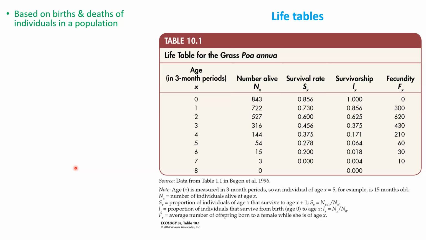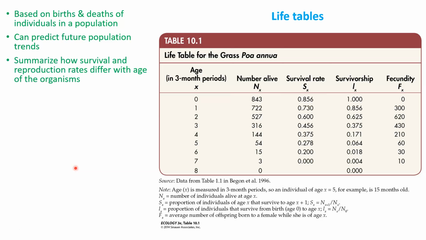So, what is a life table? Let's talk about that first. A life table reflects, or is constructed based on, births and deaths of individuals in a given population. Also, based on the life table, you can forecast future population trends because it tells you the proportion of individuals surviving in each age class, in each age category, right? So therefore you can understand the future trends of the population based on a life table.